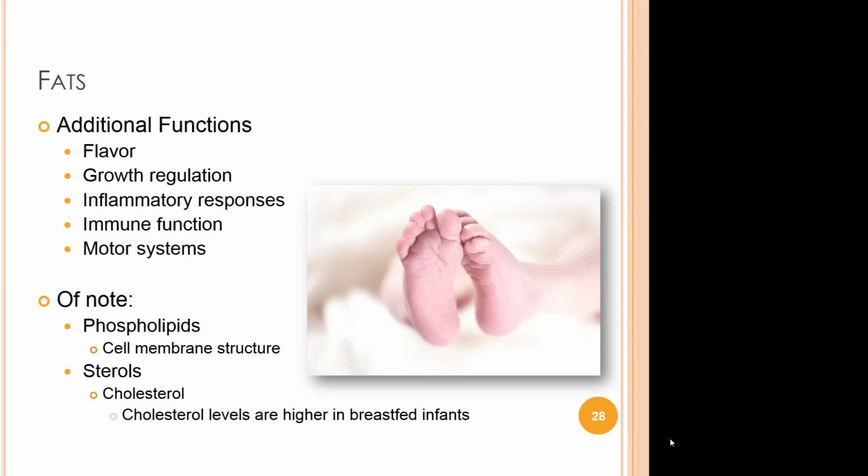So the additional functions of fat are flavor and satiety to breast milk, growth regulation, inflammatory responses, immune function, and they have a role in the development of motor systems. Now, numerous studies provide support that early exposure to human milk may be linked to lower blood cholesterol concentrations in adult life. And cholesterol has distinctive metabolic effects. It plays an essential role in all membranes and is a vital component of brain tissue, aiding the development of the myelin sheath, which is involved in nerve conduction. Breastfed babies typically have a higher cholesterol level than formula-fed infants.